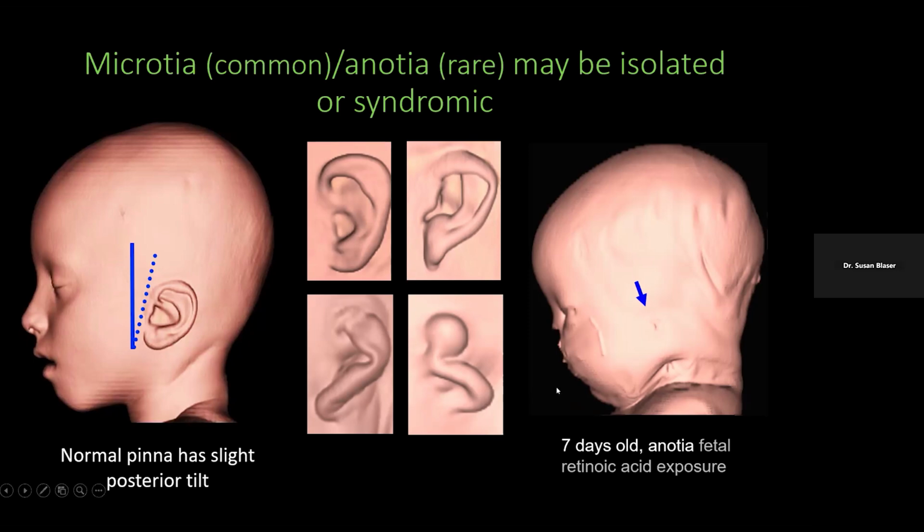Here's a 7-day-old who had anotia due to fetal retinoic acid exposure. You can see that there should be an ear there. There's just a little bit of a dimple. And the nose was present, that's just cut off on the reconstruction.